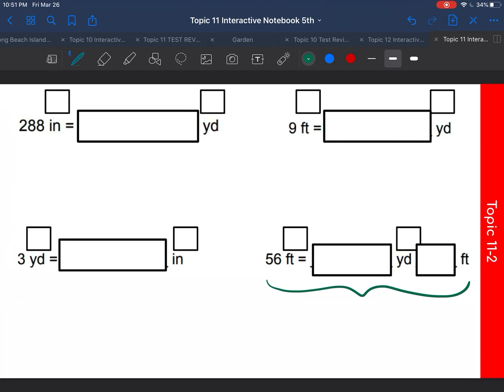So we start with 288 inches is how many yards? What's larger, an inch or a yard? A yard is larger, so we're going smaller to larger. Silly llamas dancing, we are dividing. But what are we dividing 288 by?